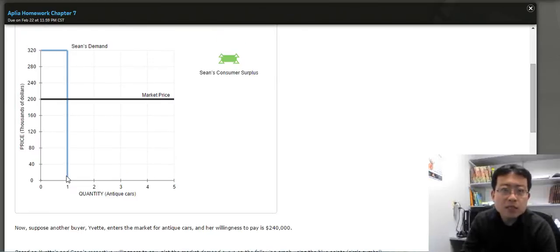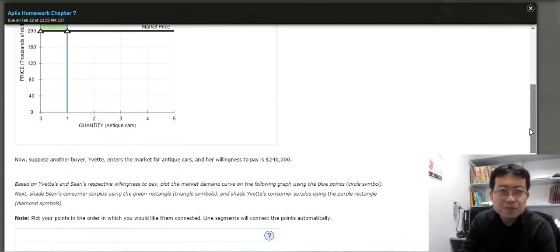Consumer surplus is the area between your demand curve and your price line. So the blue line is our demand curve, the price line is our black line. So this area in the middle, right here. Let me show you. All right. So this area will be our consumer surplus for Sean. So that's the area between your blue line, the demand curve, and also your price line.